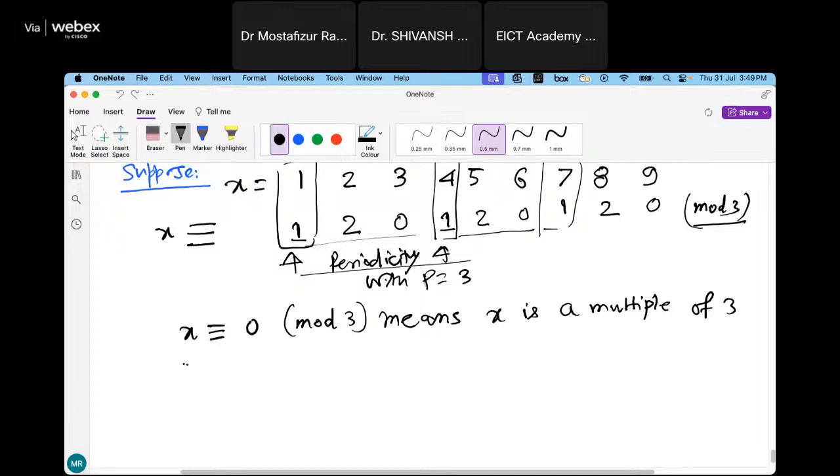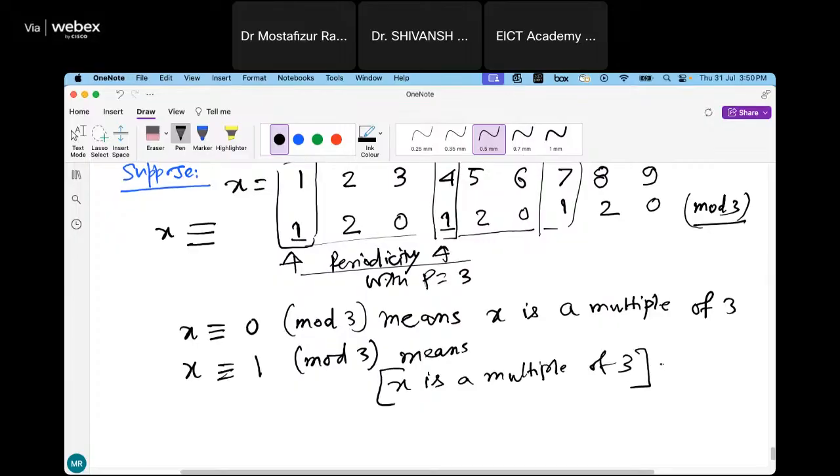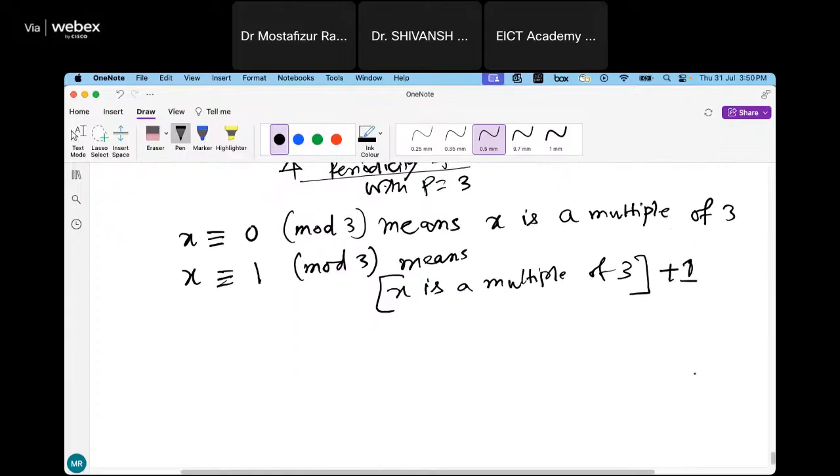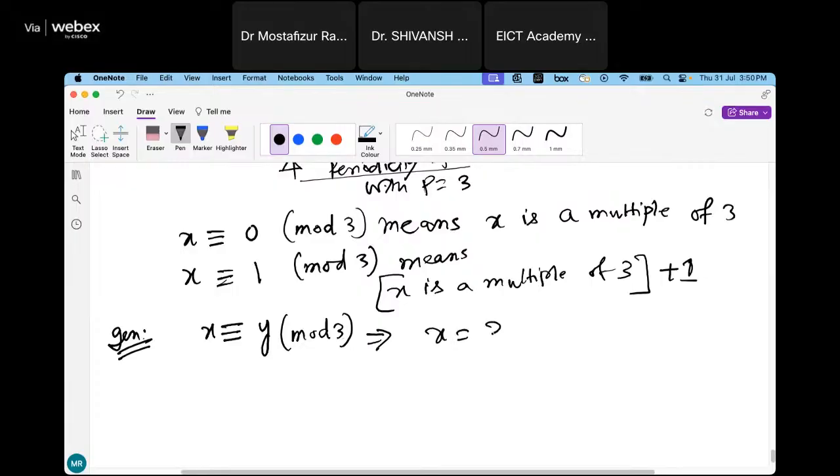Okay. So then if I say x equals 1 modulo 3, that means x is a multiple of 3 plus 1. Okay. So how can I generalize these things? I can say x equals y modulo 3. That means x equals 3k plus y for k an integer.